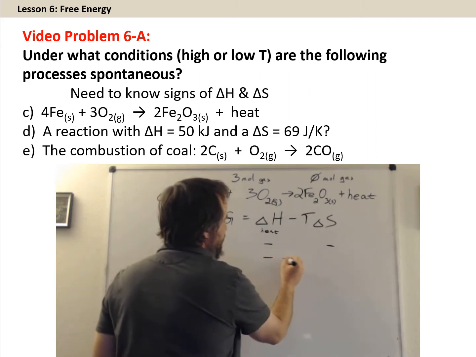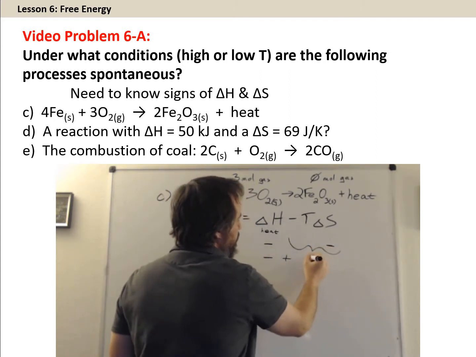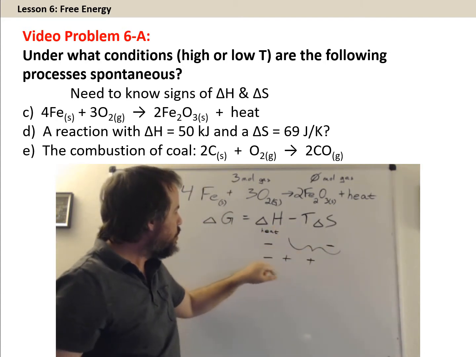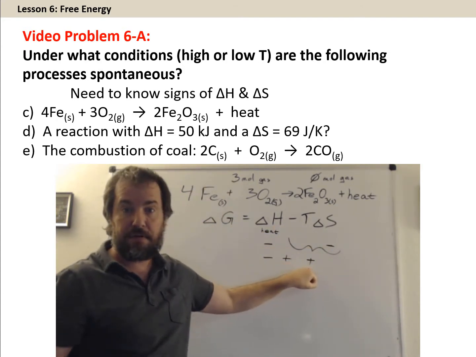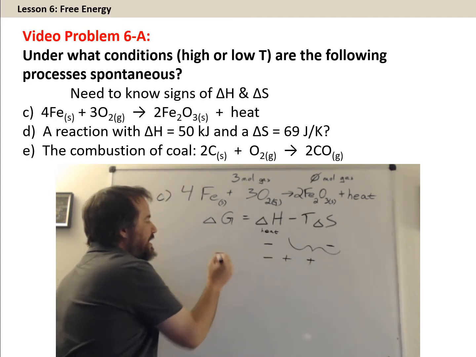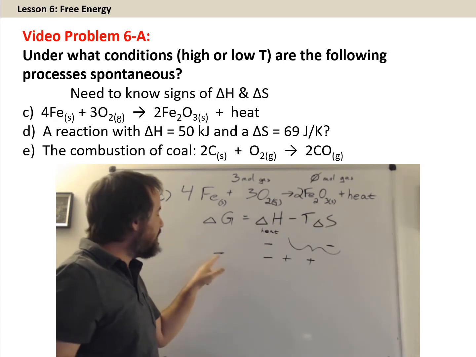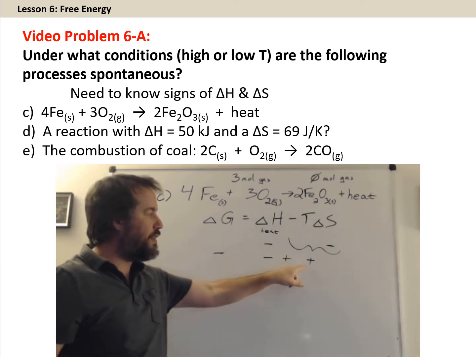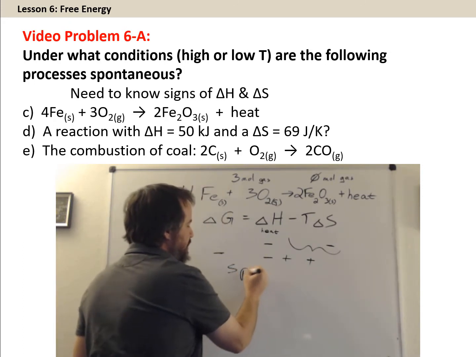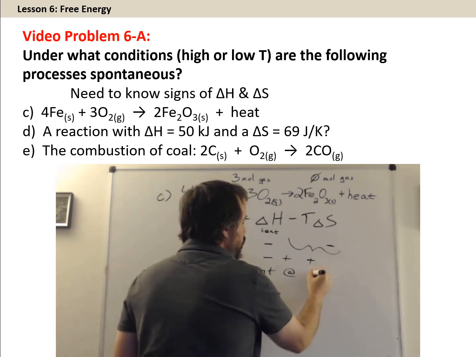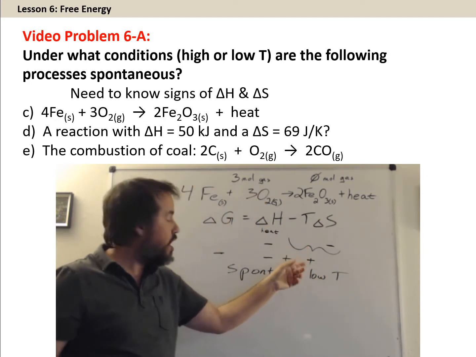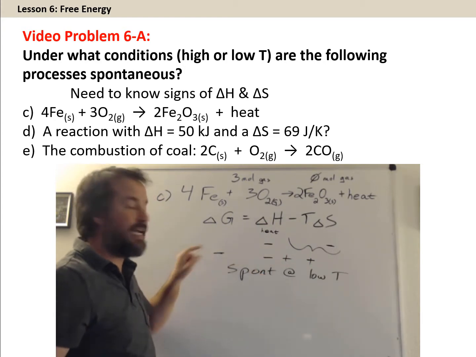So now the delta S is negative, which means this entire term is positive, because I have negative and negative. So I have a negative and a positive. I want to know when it's spontaneous, so when this is negative. This is only going to be negative if this term is small. So it's only going to be spontaneous at low temperature, when this term goes very small, and therefore this dominates, making it negative.